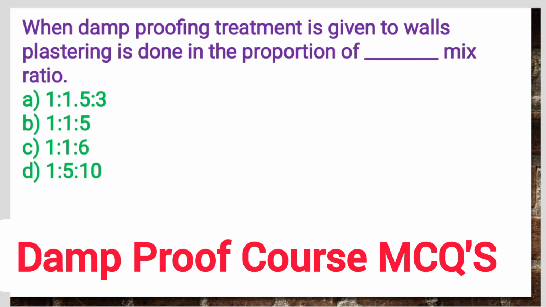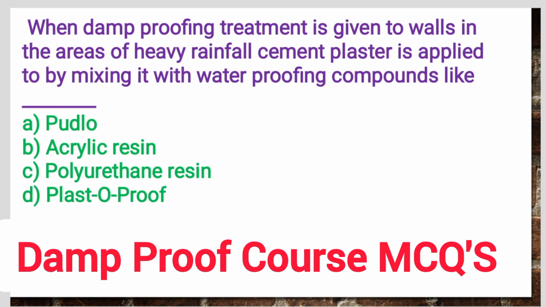Next question, when damp proofing treatment is given to walls, plastering is done in the proportion of dash mix ratio. Option A, 1:1.5:3. Option B, 1:1:5. Option C, 1:1:6. Option D, 1:5:10. So the correct answer is option C, 1:1:6. Next question, when damp proofing treatment is given to the wall in the areas of heavy rainfall, cement plaster is applied by mixing a waterproofing component like option A, wood glue. Option B, acrylic resin. Option C, polyurethane resin. Option D, plaster proof. So the correct answer is option A, wood glue.